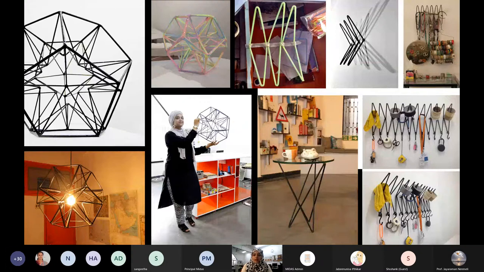And on the right side, the Hangular is a series of sculptural wall art, as well as a hanging system, and that was shortlisted for the Trends Excellence Award. And also this lamp on the left side, which came from one of the explorations of one of the workshops that we did at MIDAS, is called the Deca lamp, and this was nominated for the Red Dot Design Award.